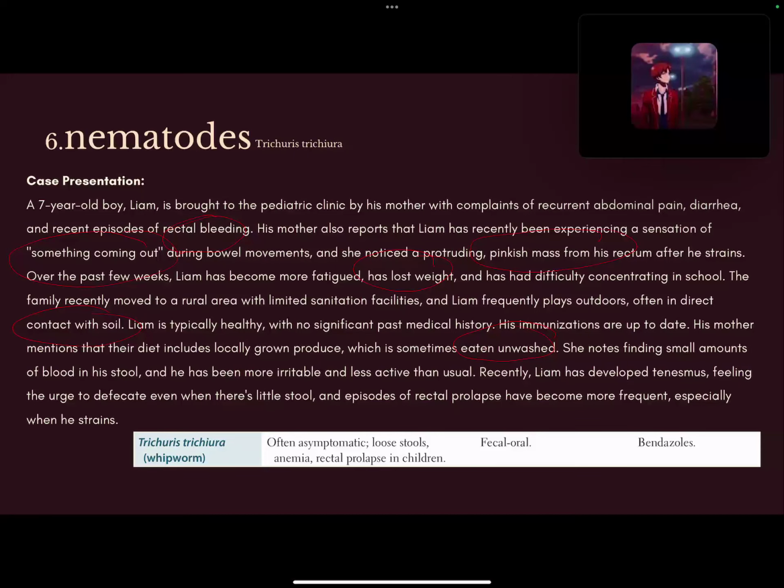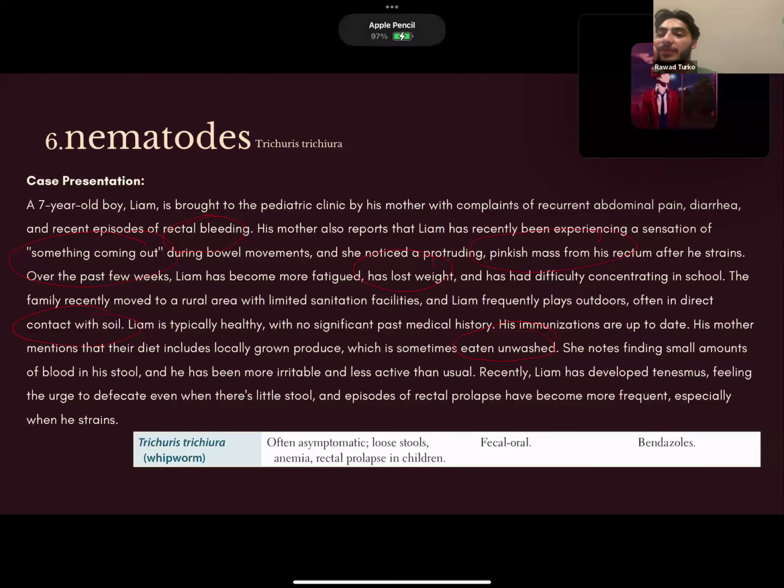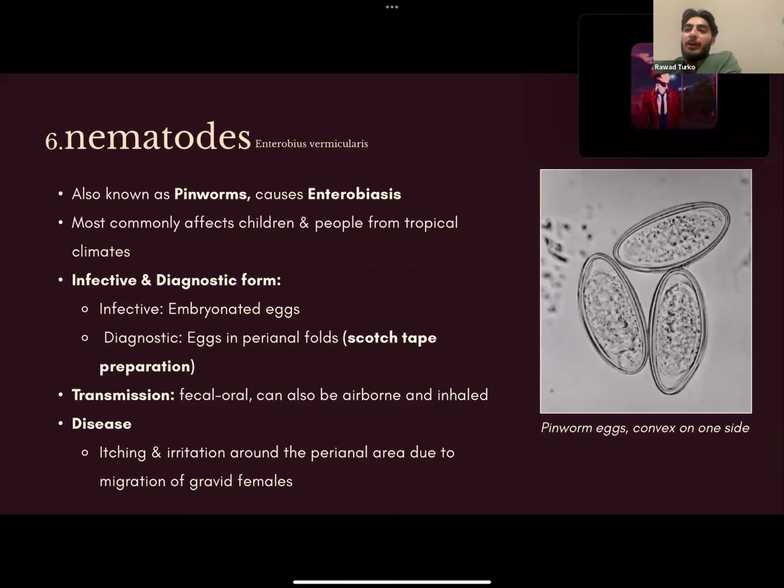Recently, Liam has developed tenesmus, which is basically rectal prolapse. Exactly. You guys don't need to know that word, tenesmus. Feeling the urge to defecate even when there is little stool, that as well, which is basically evident of rectal prolapse. Exactly. Perfect. And again, episodes of rectal prolapse become more frequent, especially when he strains. Okay, so all of that's pointing to Trichuris or whipworm infection. All right, let's move on.